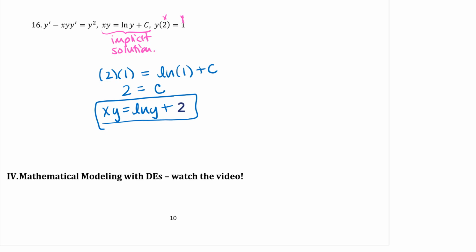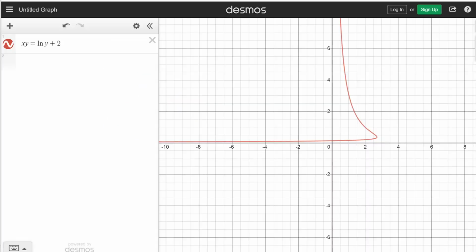We might think about our interval of existence for this solution. This one's a little bit harder than the other ones we looked at because it's hard to think about where this function is differentiable and what intervals of x values might make that happen. So I'm actually going to look at a graph to think about that. I'm going to pull up Desmos here. All right, so I've gone to Desmos and I've just typed in my equation xy equals ln of y plus 2, and it will graph implicit curves for you.